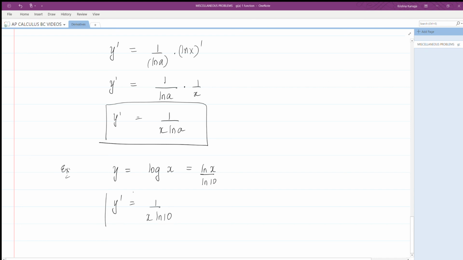All right, so hope that helps in differentiating these two functions.